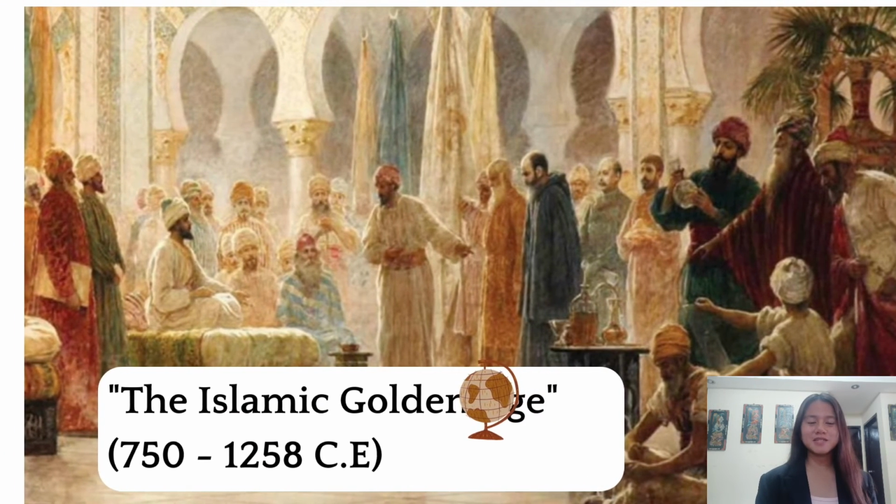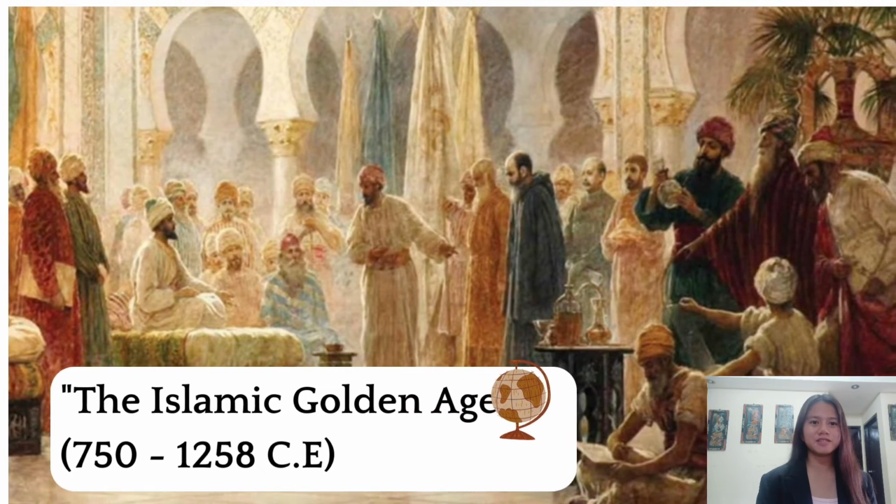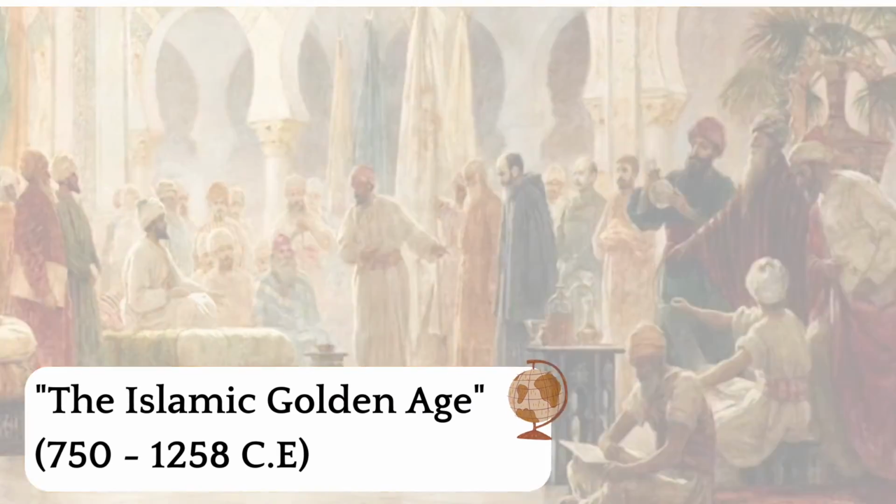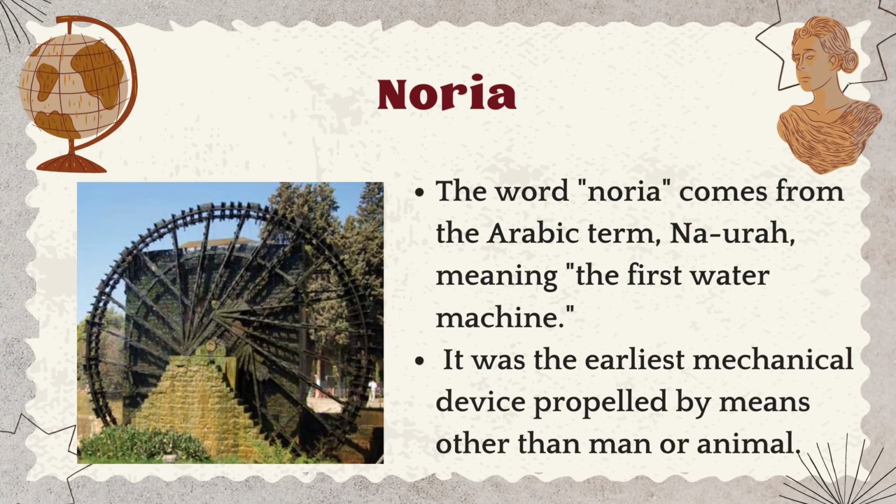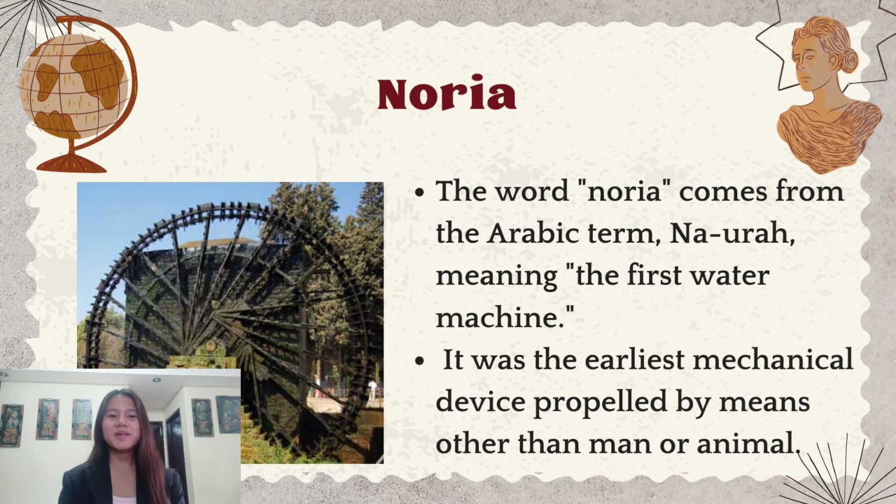Last but not least, we have the Islamic Golden Age. We have the Noria. The word Noria comes from an Arabic term that means the first water machine. It was the earliest mechanical device propelled by means other than man or animal.